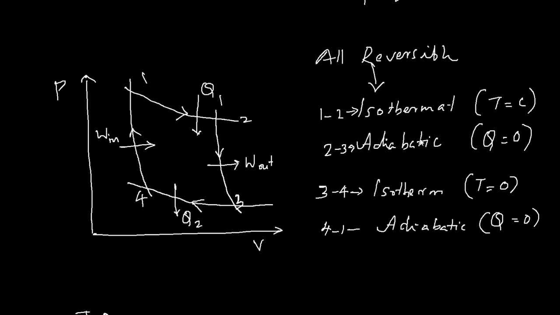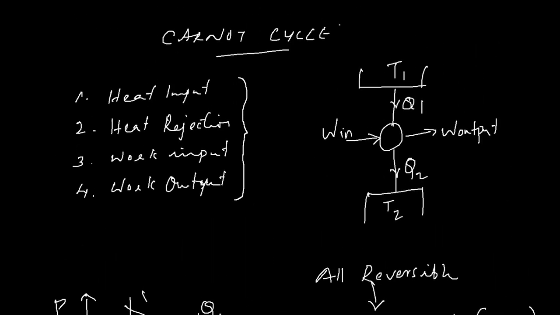So these 4 processes constitute your Carnot cycle, and once again Carnot cycle is an idealization of actual processes and practically not possible. We will find out the efficiency of the Carnot cycle, and we will discuss heat engines in the next video.